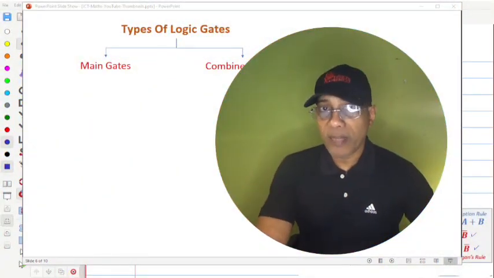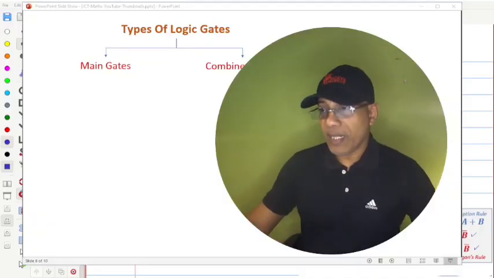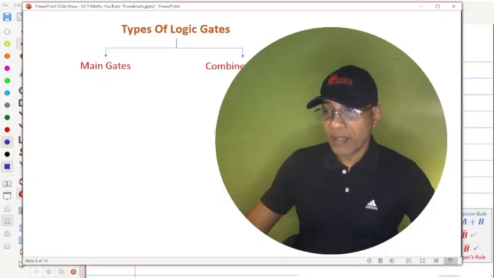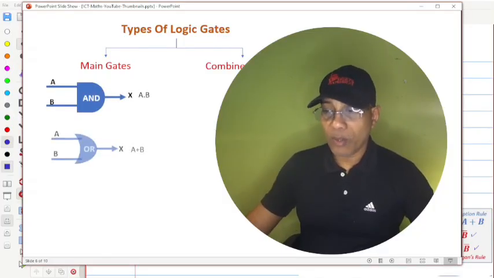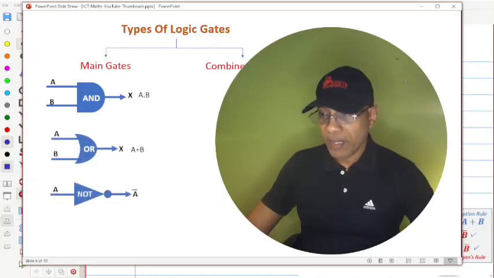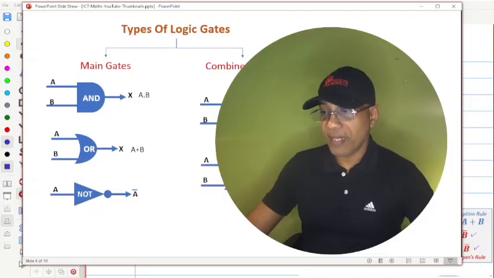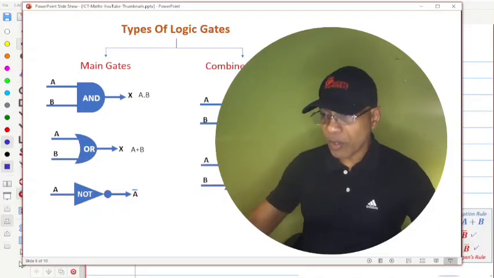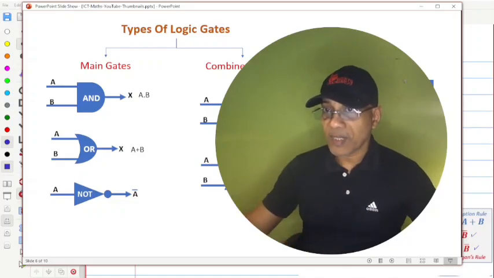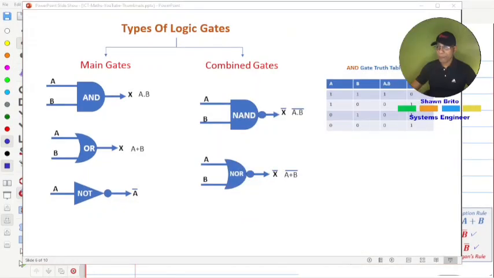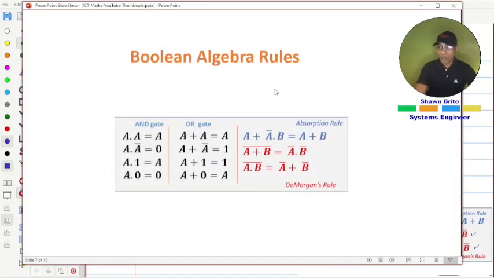Okay, so welcome back. In my previous video, I did logic gates, and we also covered the main gates, like the AND gates, OR gates, and NOT gates, right? We also covered a few combinational logic gates like the NAND and the NOR. We also looked at a few truth tables. In this session, we are going to cover Boolean algebra.